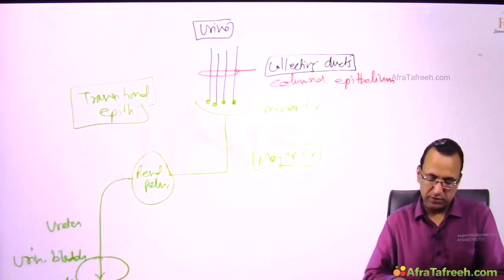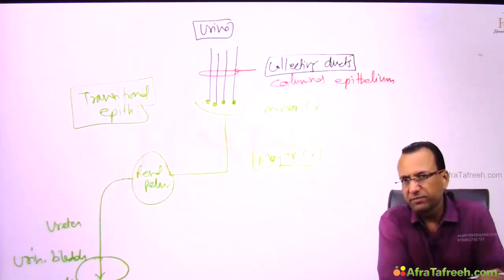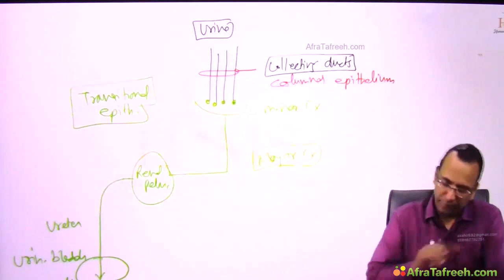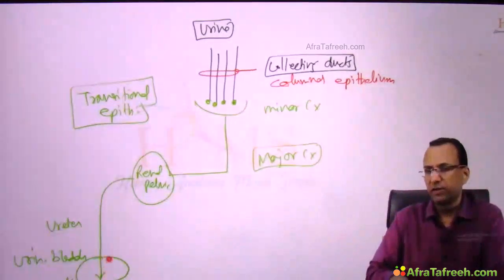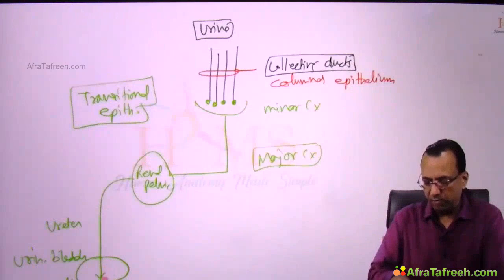Then what is the distal urethra having? You remember the female urethra? What is the female urethra lined by? Any external opening, what is it lined by? So in the female, proximal urethra is transitional epithelium, but distal urethra will be stratified squamous epithelium.